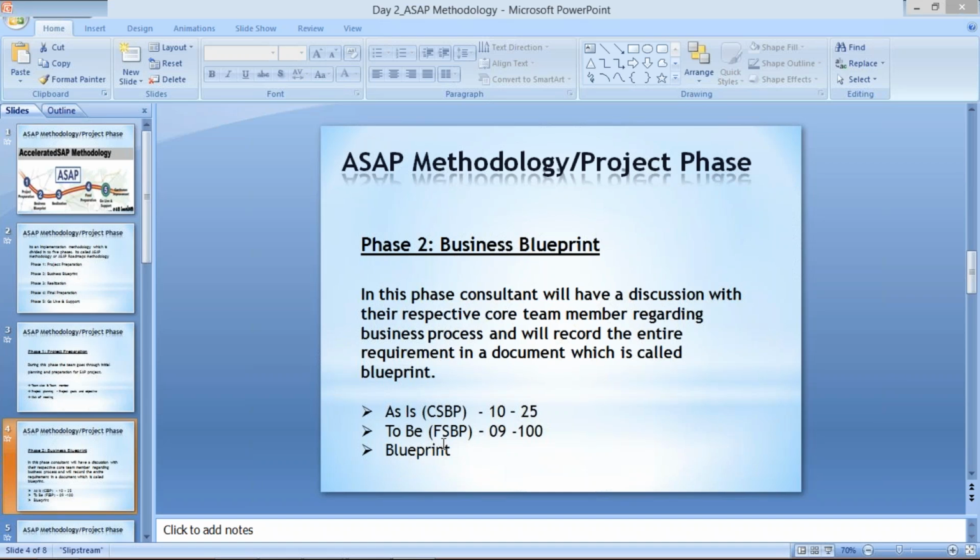Now, in the CSBP, or as-is document, they are going to specify, let's suppose, they have a total of 10 activities or 10 processes, whatever you say, and based on those, they are going to fetch 25 different kinds of reports. Say for example, if they are managing all these activities through Tally, then they will be able to fetch 25 different kinds of reports and all. Now here, once we receive the reply from the CTM, core team member, we go through the list which they have given.